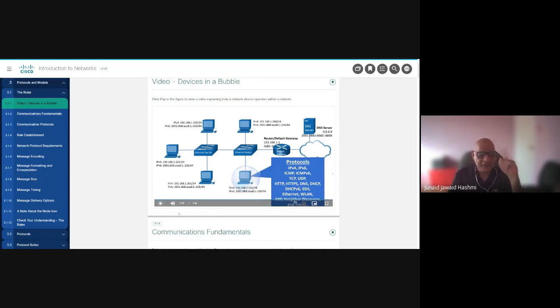So the key thing is, you're most familiar with the TCP/IP protocol, but actually, in order for all the devices to communicate with each other, there are many protocols. Different protocols are used. So it's not just one protocol. There are many different protocols.